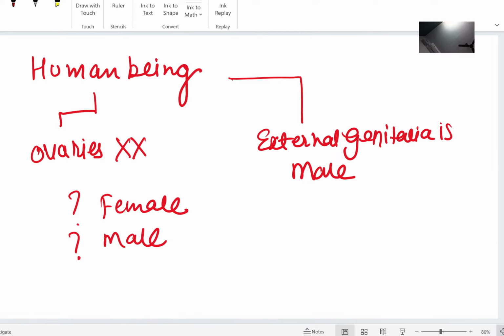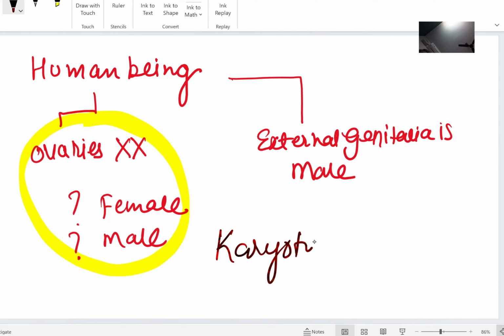Yes, Dr. Sabri, you are right. Now you will say this is female or male. My question is this. Yes, you will say it is female. Why? Because you should keep in mind that karyotype dominates. Okay? What is the karyotype? We will not rely on the genotype. Okay? Is it okay?